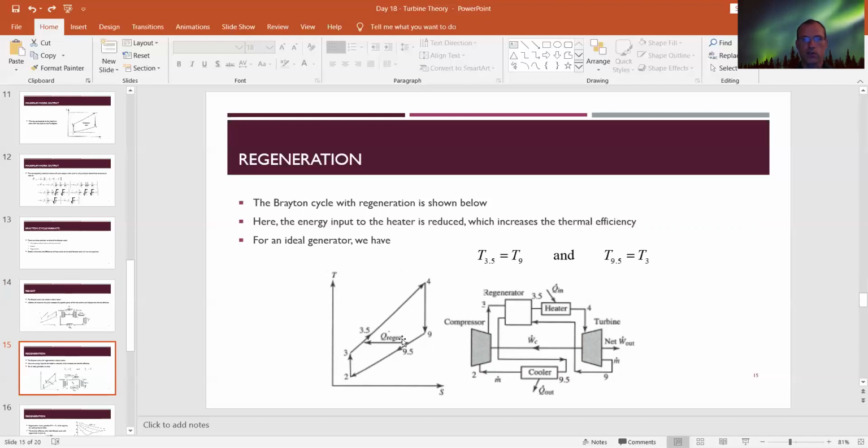And so I have this additional sort of junction in my TS diagram. So as I go down to 9, I stop at 9.5, and some of it can be regenerated back into 3.5 essentially. So I can go from 9.5 to 3.5 instead of going all the way around the cycle. For an ideal regenerator, this temperature at 3.5 is the same as temperature 9, and the temperature at 9.5 is the same as temperature 3.